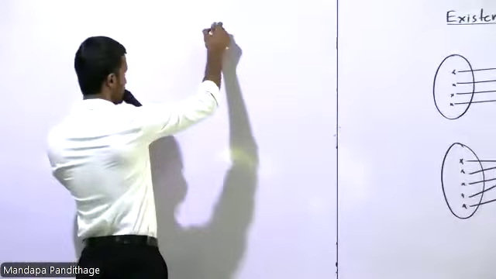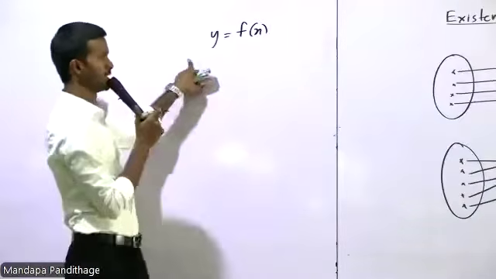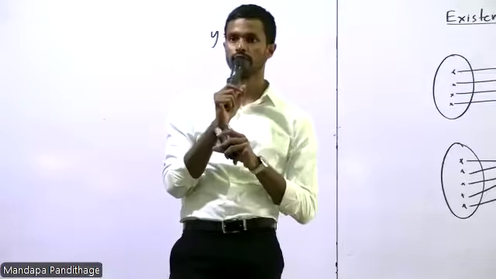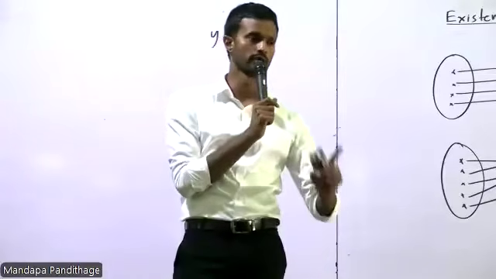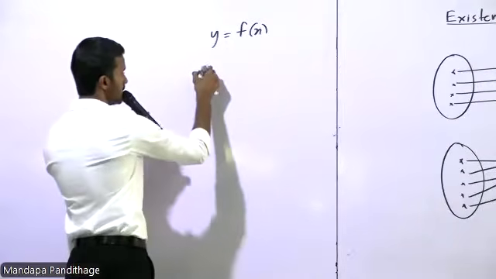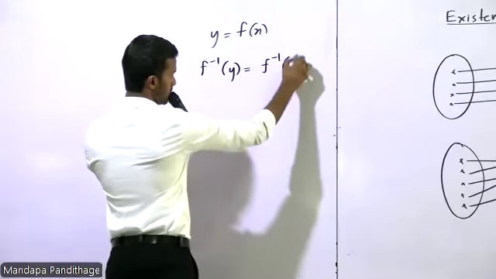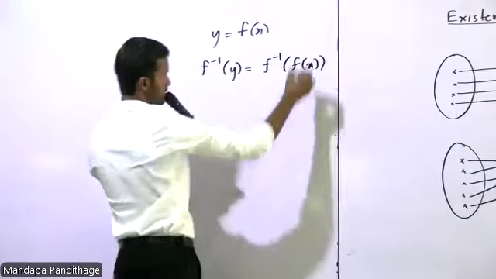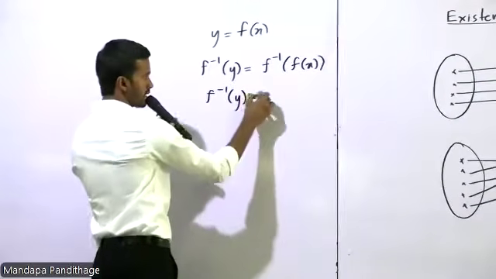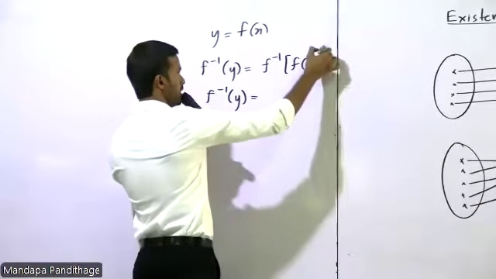Now let's say I have y equals f(x). If I'm supposed to find the inverse function, I need to find f inverse x. If I want to find the inverse of f(x), I should find f inverse x. So here what I do is I consider the inverse of both sides. Now it's clear it is f inverse y. Now I want you to think about this, f inverse f(x).